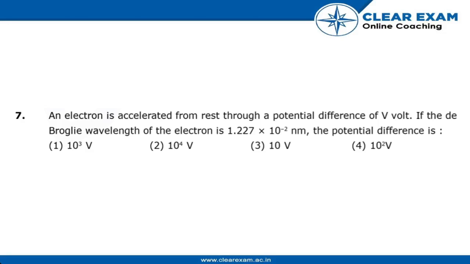An electron is accelerated from rest through a potential difference of v volt. If the de Broglie wavelength of the electron is 1.227 × 10^-2 nanometers, you have to find the potential difference.